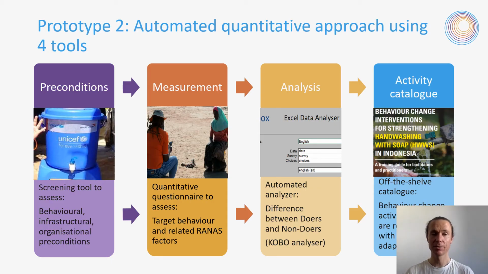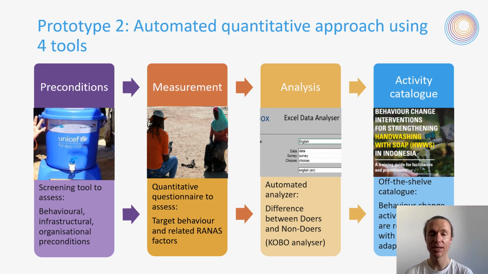I would now like to present the second prototype of adapting the Ranas approach for humanitarian contexts. And here we would structure it into four different phases. First is a check of preconditions, whether behavioral interventions make sense at all. For example, by checking the behavioral, infrastructural, or even organizational preconditions.